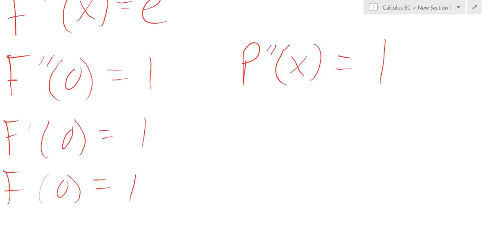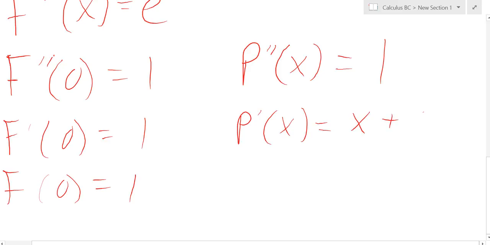If p double prime is 1, what's p prime got to be? x plus c, true? It would be x, but there could be a plus c there. And our only condition on the first derivative is, what do we know it has to equal? 1 when x is 0. So what's c? 0, negative 1, or 1? C has to be 1. When you plug in 0, you got to get back 1.